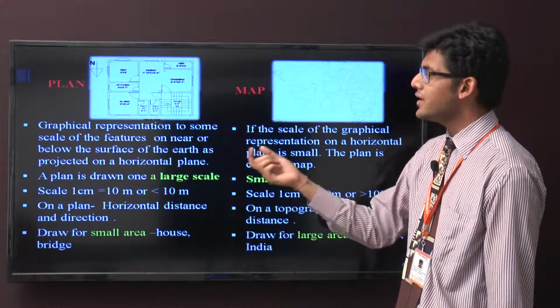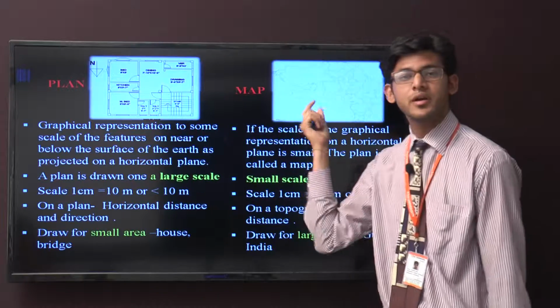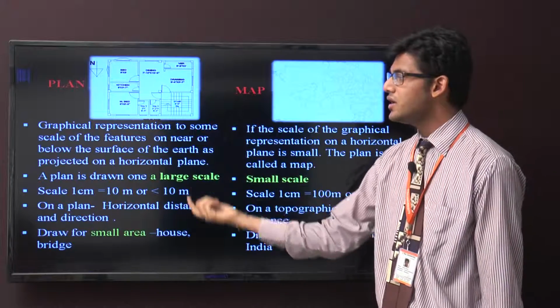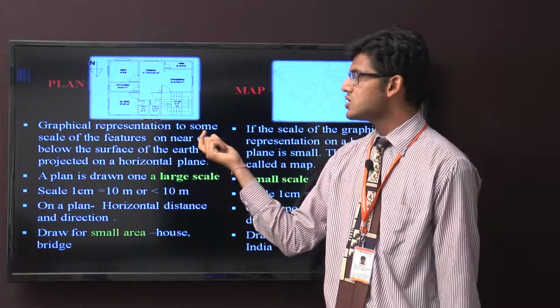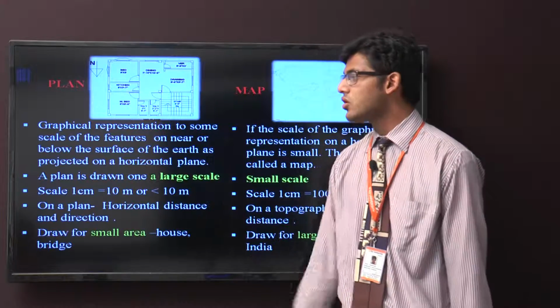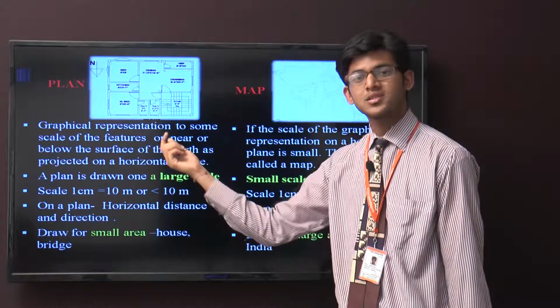Next, what is a plan and what is a map? Now you have seen the plan of buildings and you have seen the map of countries or states. So this is the main difference between a plan and a map in surveying. The graphical representation to some scale of the features on, near or below the surface, considered on the horizontal plane, is called the plan.